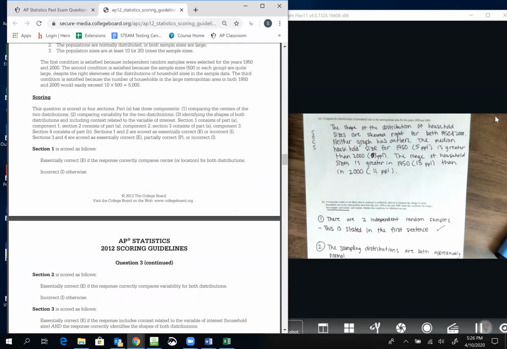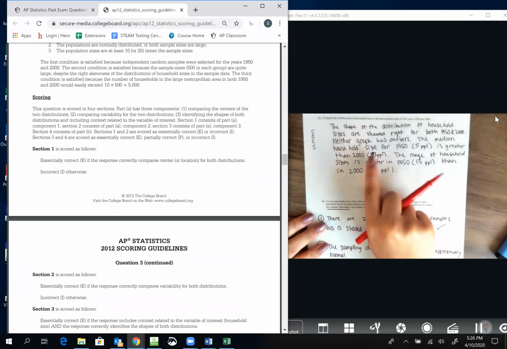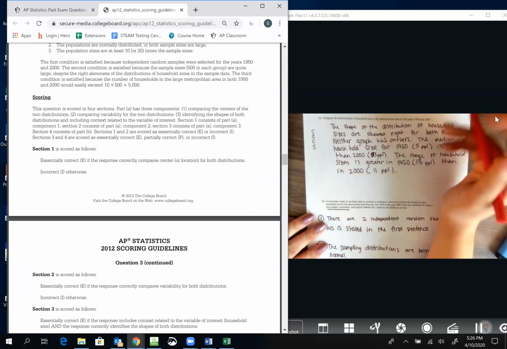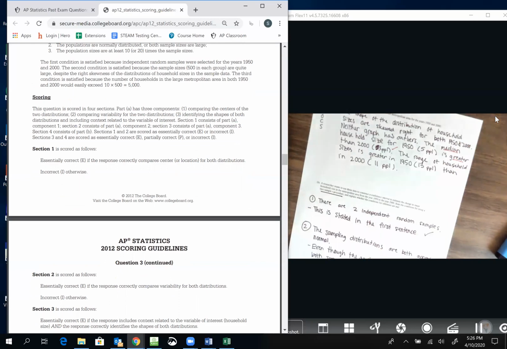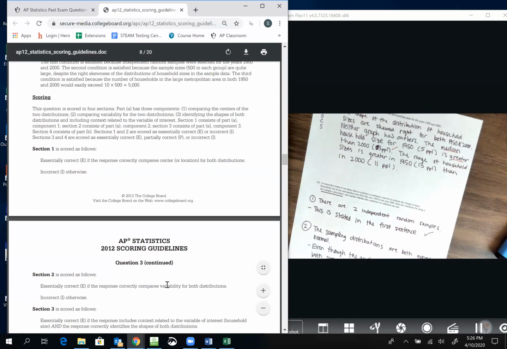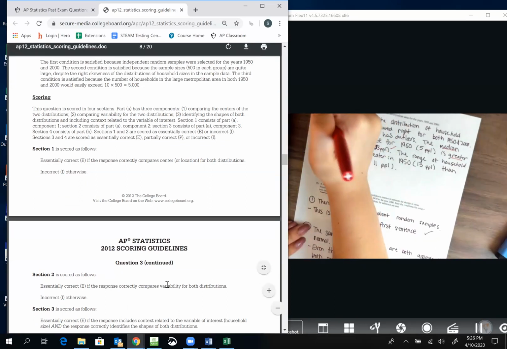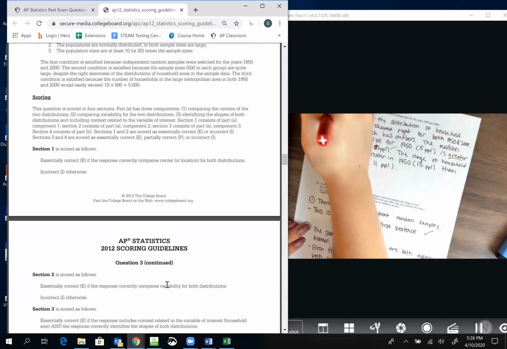Essentially correct if the response correctly compares center or location. So I compared the center, or the median. I compared it, so I said greater. And then section 1 is also part A, so I got an E. So the center is the first E.